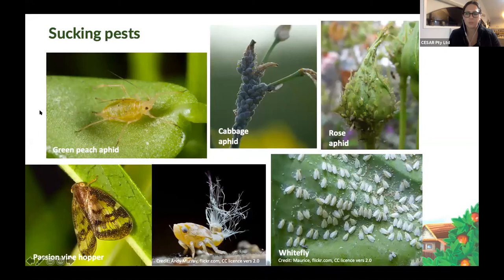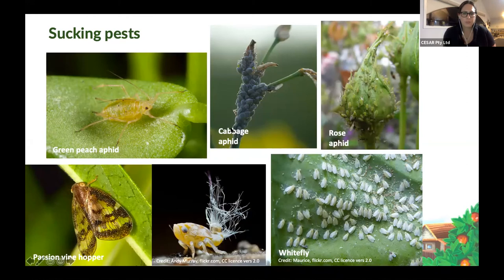To help you get that awareness of what's normal in your garden from a seasonal perspective, and what might be counted as unusual, because the theme that we're following throughout this series is plant health and plant biosecurity. So learning what is normal in your garden so you can then identify what is unusual.